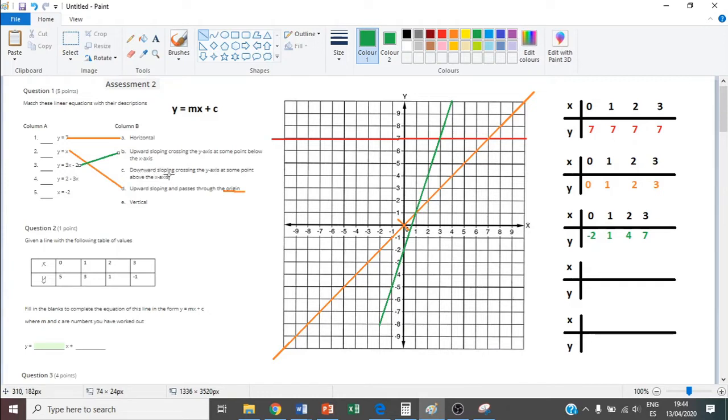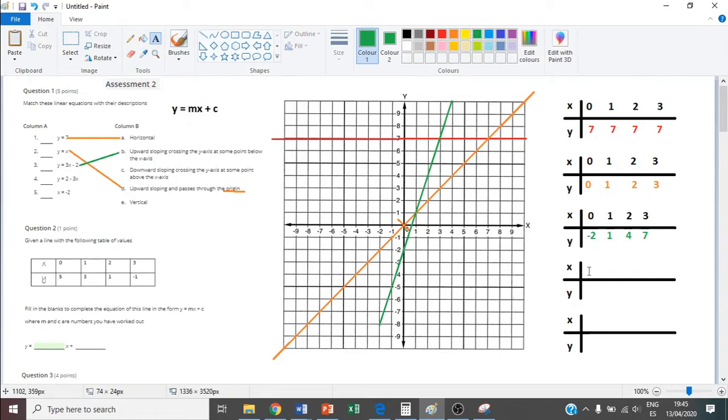Let's just read the rest of this description and see if it's right. It's a downward sloping line crossing the y-axis at some point above the x-axis, so having a positive y-intercept. Now this is all written backwards, but it has a positive 2 here that's added on, so C is positive 2. It's going to cross the y-axis at positive 2. Right, let me just fill in my table of values to show what that's actually going to look like, but I already know that this is going to be C.